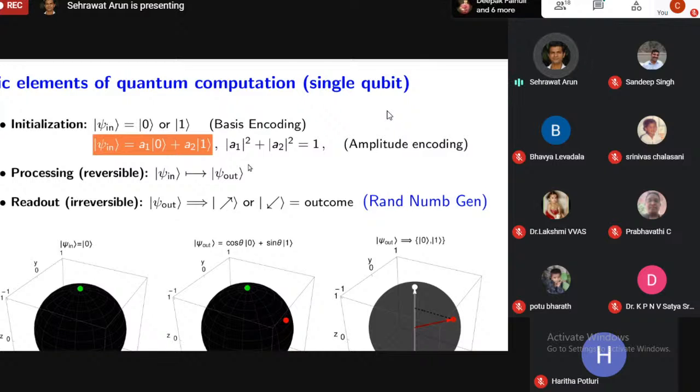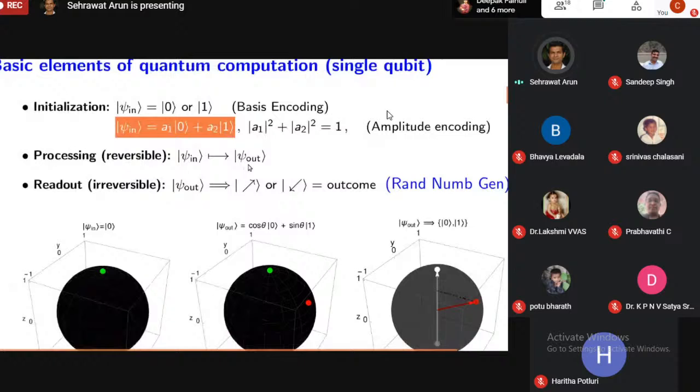So this is how you describe a system. There is a much more general approach also, where you take positive matrices to describe a system. So this is a vector. If you take the projector for this vector, that will be a positive matrix. So you can describe more generally with a positive matrix.